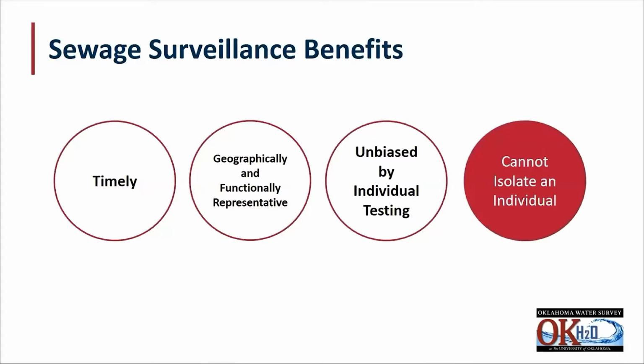Finally, and this is a little bit of caveat on this, but it cannot be isolated to an individual unless you're very specifically sampling at a location where there's only a few people. But in general, the way that we're sampling these, they're not isolated to an individual. So we're not identifying people that have specific health issues. This is on a population basis that can be utilized for public health decision making.